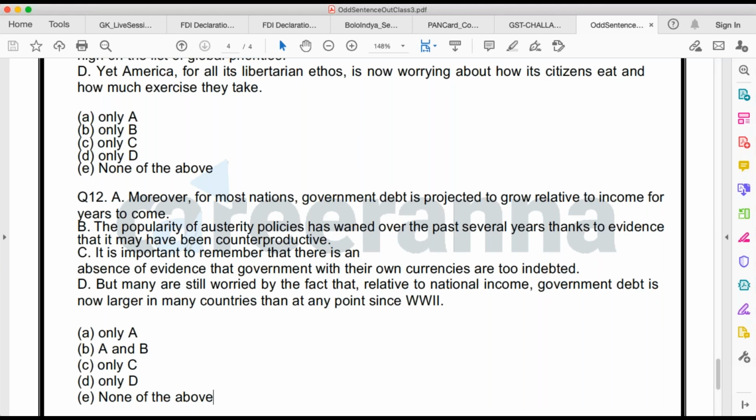Between B and C. Between B and C, the popularity of austerity policies has waned over the past several years, but it may have been counterproductive. It is important to remember that there is an absence of evidence that governments with their own currencies are too indebted. Isn't C something which is talking out of the context? Or do you think I can relate C to A, B, or D?